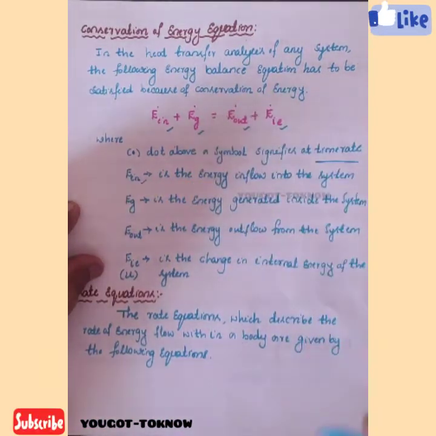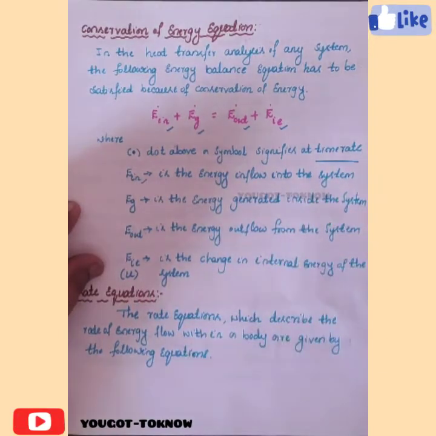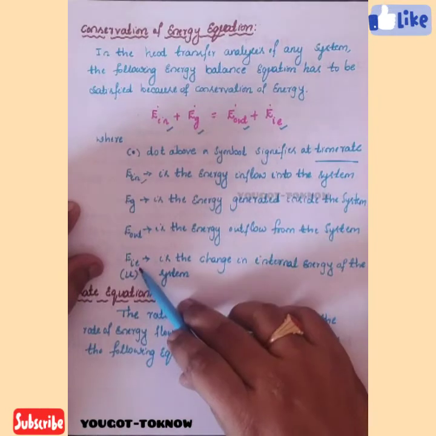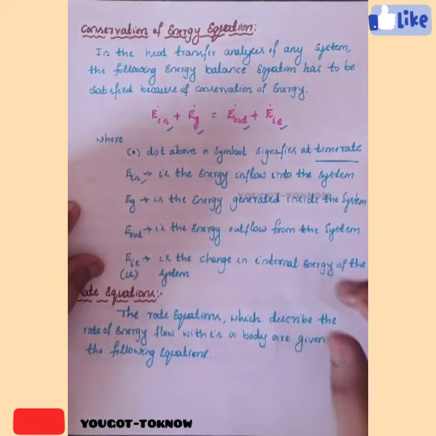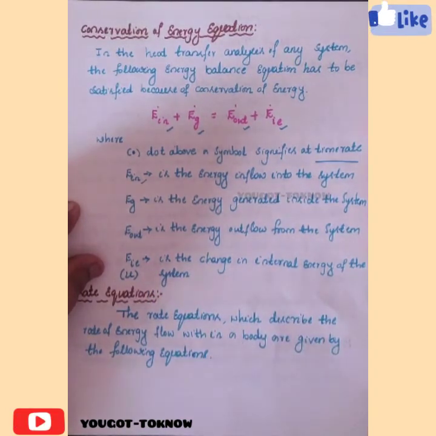EG means the amount of energy generated inside the system. What is E out? The amount of energy outflow from the system. That means the amount of energy coming out of the system. Then one more is E IE. E IE is nothing but the change in internal energy of the system.